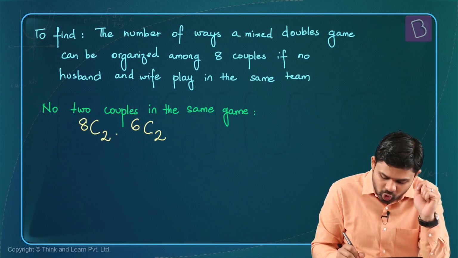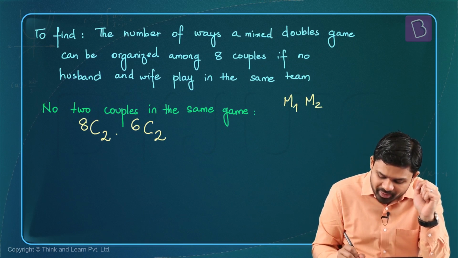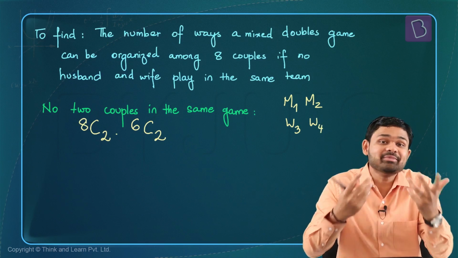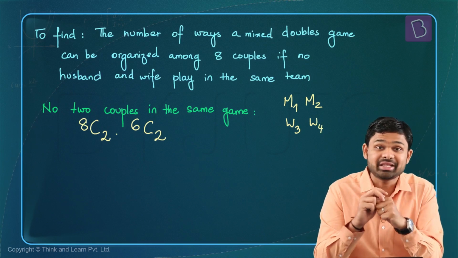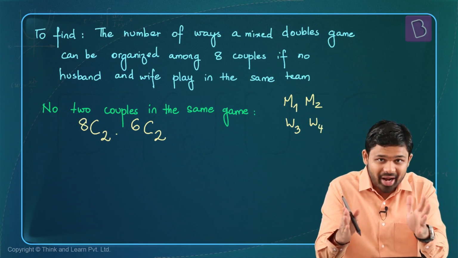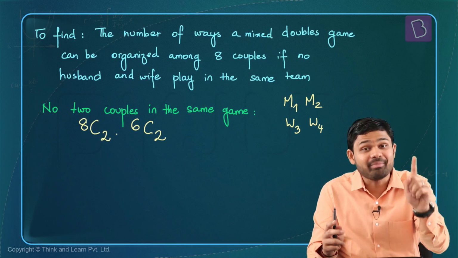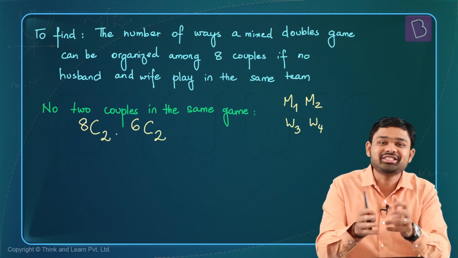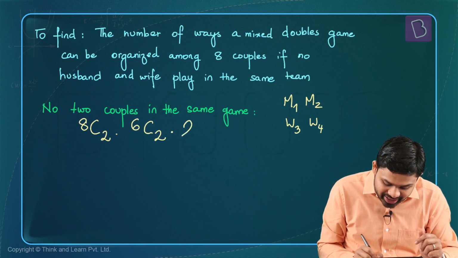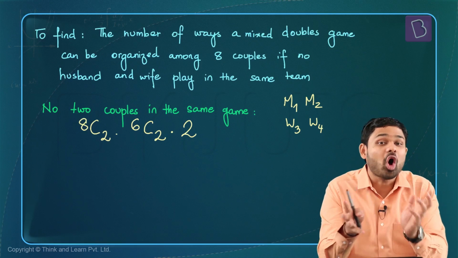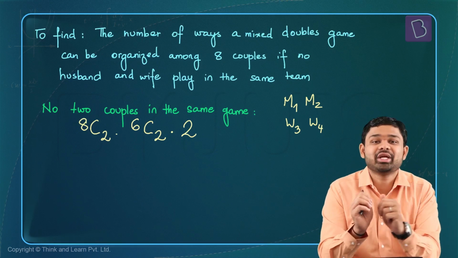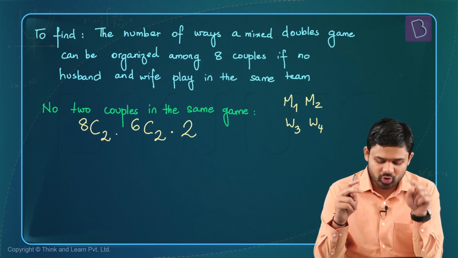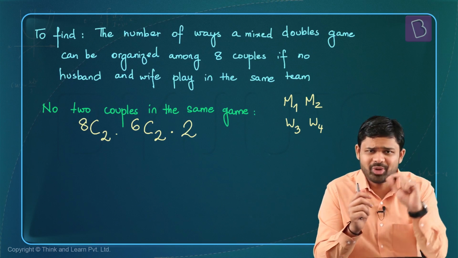Now suppose I have chosen man 1, man 2, woman 3, woman 4, then I can actually form 2 different teams out of it. I can have man 1 with woman 3 and man 2 with woman 4 as one set of opponents, but I can also have man 1 paired with woman 4 and man 2 paired with woman 3 as another set of opponents. So for every selection, I can actually form 2 different pairs of opponents. So the total number of ways in which you can get teams when there are no 2 couples in the same game is 8C2 into 6C2 into 2. So that's one of the cases.